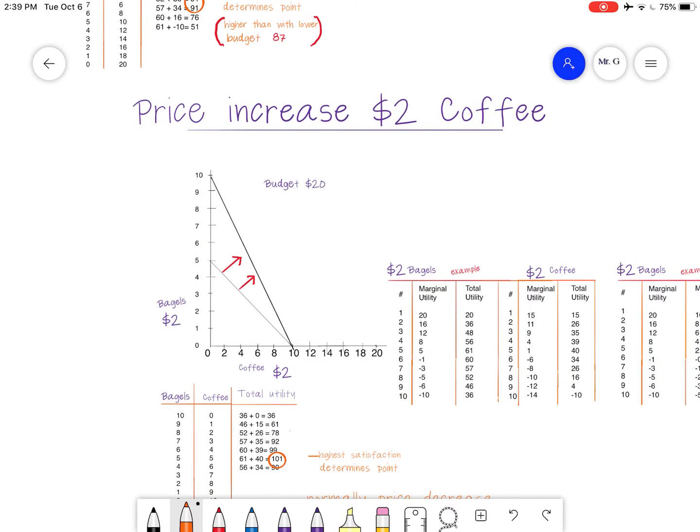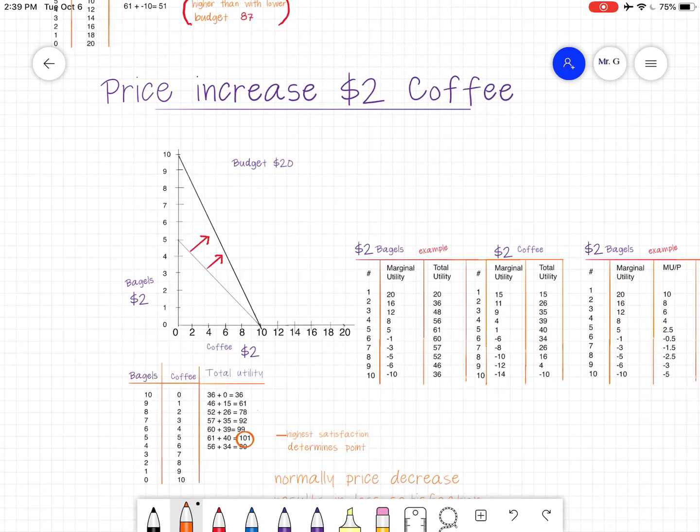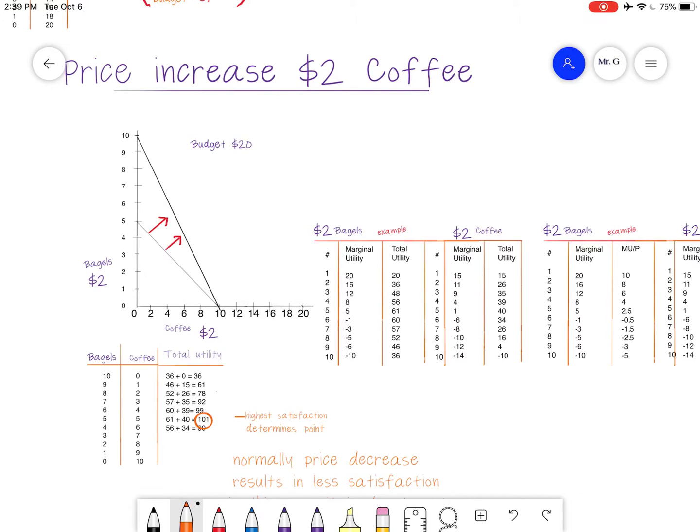So the price now increases to $2 per coffee instead of $1. And you can notice that I just took the same graph above, except now I increased the price for coffee to $2 from $1, but still a budget of $20. And you can see that basically the budget constraint shifted inward, because we can no longer afford 20 different coffees. We can only afford a maximum of 10 coffees at $2 a piece.